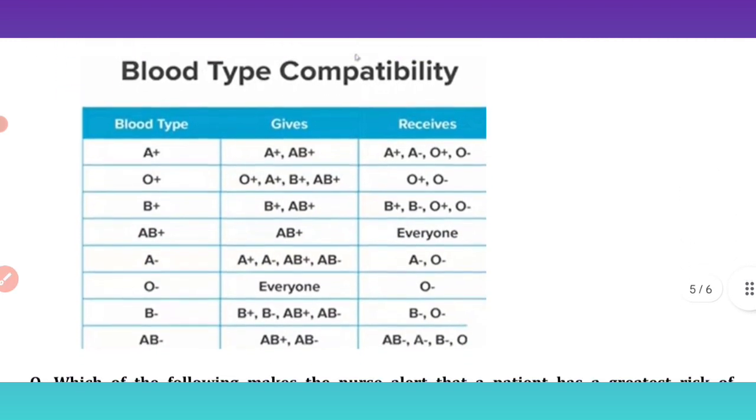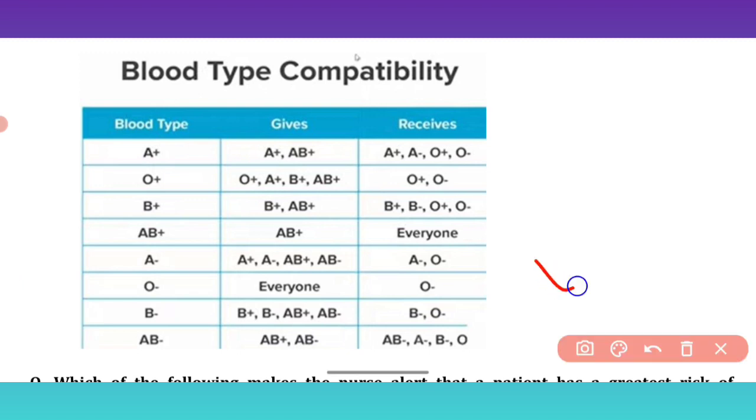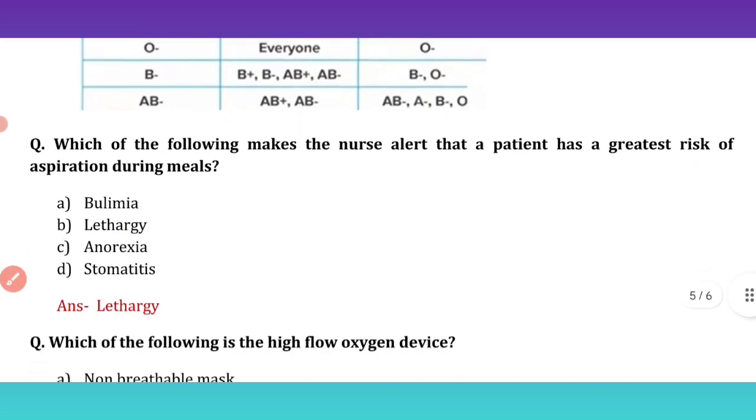And blood type compatibility, this is for last minute reading. Just take a screenshot and please read about this one. Okay, blood type, whom they can give to and from whom they can receive the blood, all those details are present here. So during last minute reading or revision you are supposed to read all these things.